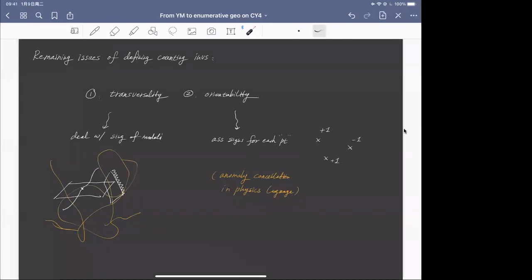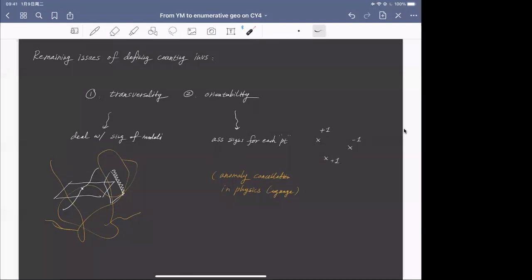So the second issue is about the orientability. The orientability is dealt with after this transversality, basically. So let's say we can achieve the transversality, and let's say the moduli space becomes zero dimensional, a finite number of points here. So how can we count this number of points? Usually we need to assign some natural signs to each point. So for example, this is a plus sign, this is a plus sign, this is a minus sign. So the total sum will become something interesting, something invariant. So in this case, the invariant is 1.